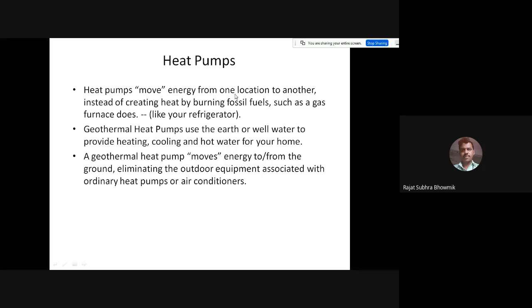A geothermal heat pump uses the earth or well water to provide heating, or it can be used for cooling, or also for water supply. Geothermal heat pumps move energy from and to the ground, eliminating the outdoor equipment attached to normal air conditioning systems.